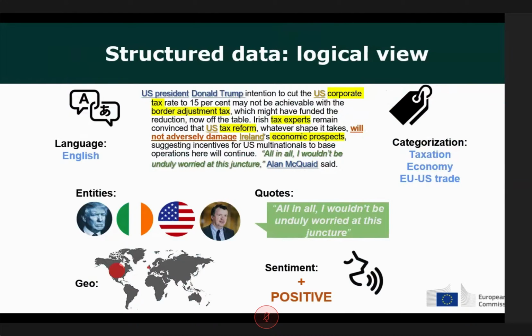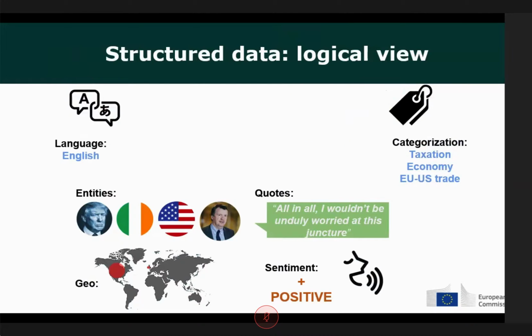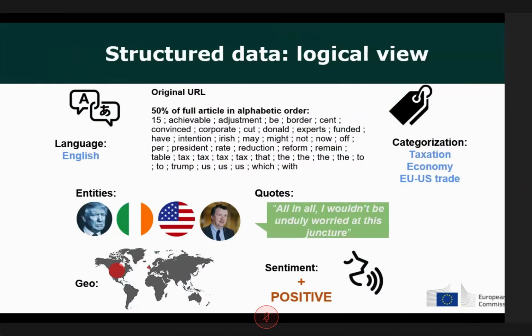So concretely, if we go back to this slide showing the metadata, in the data set you will not have the full text, but instead you will have the link to the original article, which might be broken or not, hopefully not broken, and 50% of the full article in alphabetic order, with the rule that we cannot make possible the recreation of the initial article from the data we give access to. I hope it's clear.